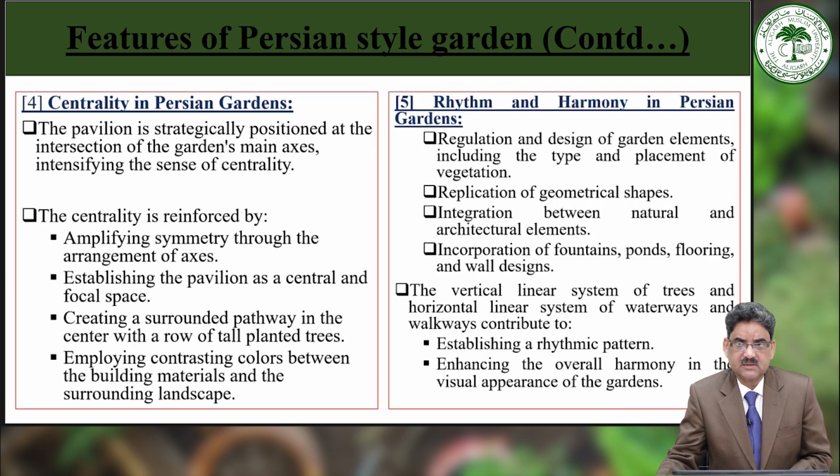Fourth one is centrality. In Persian gardens, the principle of centrality is mostly based on the placement of the pavilion as a focal point located at the intersection of the garden's main axis.